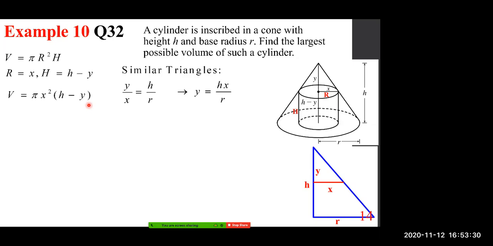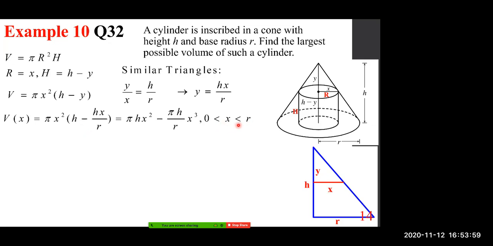Okay, so let's replace it. V of x is pi x squared h minus, replace the y, pi x squared times (h over r) x, minus pi h over r x cubed. I hope you see that we are just distributing pi x squared. And x can only be between 0 and r.